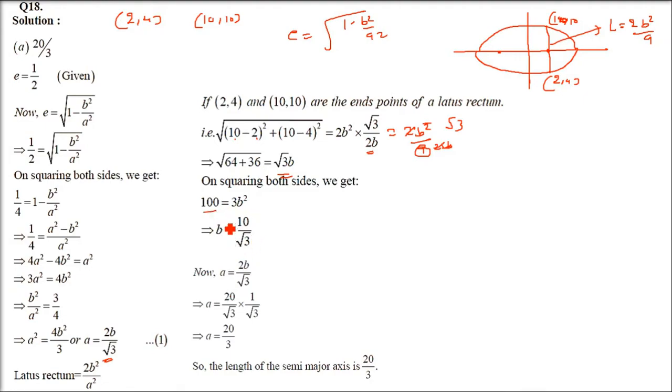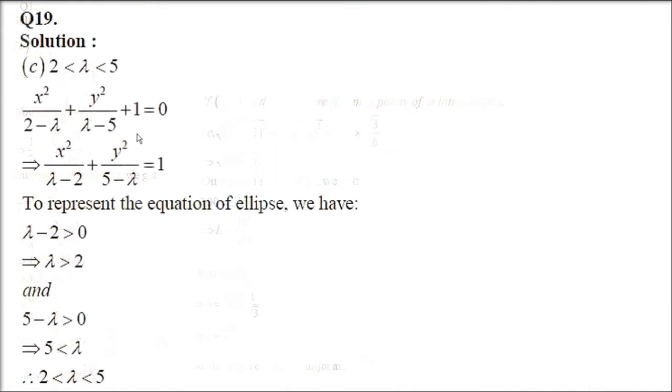This is your b. And now you have a relationship between a and b. So since you have b, you can always find a. 2 into 10 by root 3 by root 3. So 20 by 3. The semi-major axis is 20 by 3. So the option A is correct. A is correct.